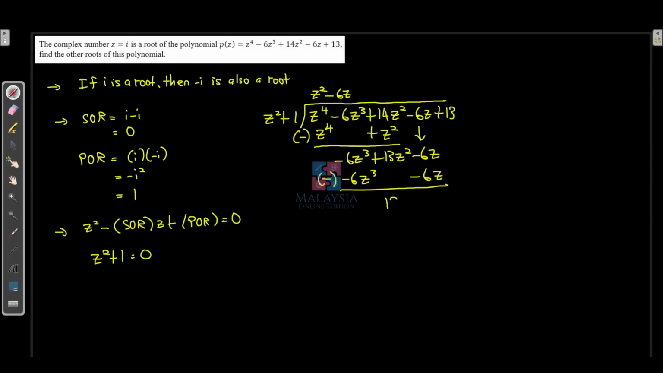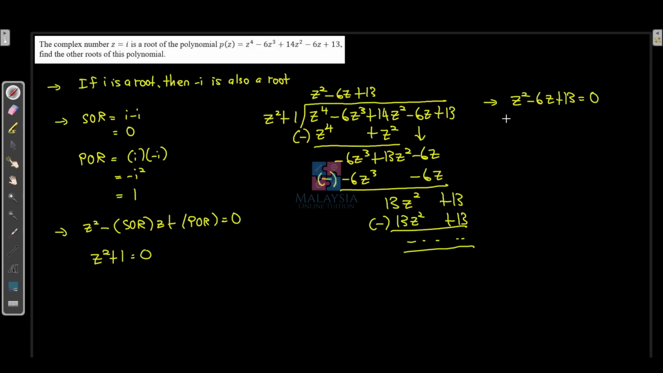So now we end up with 13z squared plus 13, and this one is a no-brainer, plus 13. So minus 13z squared plus 13 equals nothing, meaning that we don't have any remainder. So now we have the quotient z squared minus 6z plus 13 for us to find the remaining two roots. So now z squared minus 6z plus 13 equals 0.